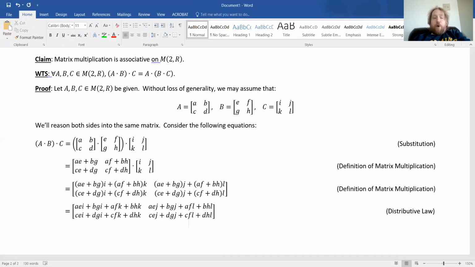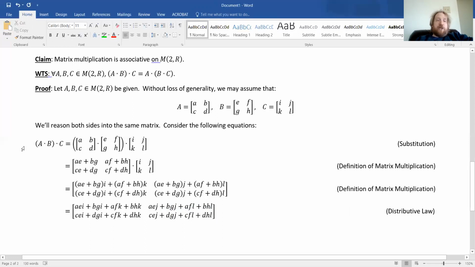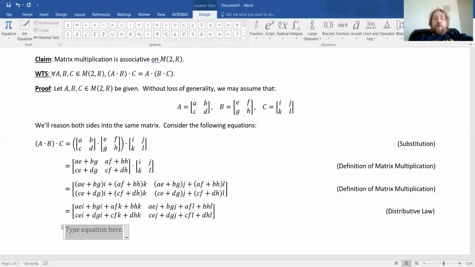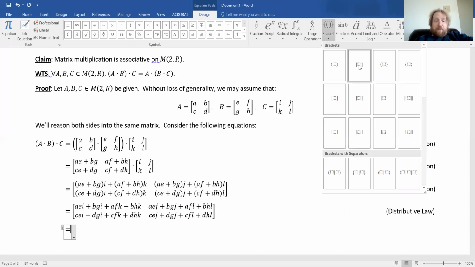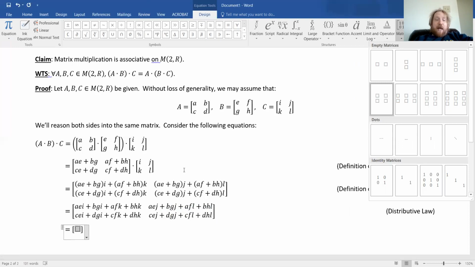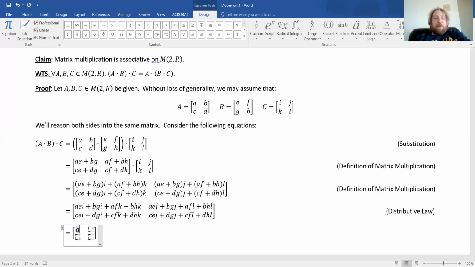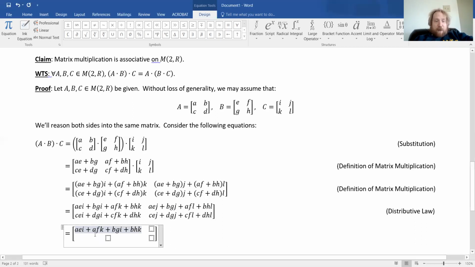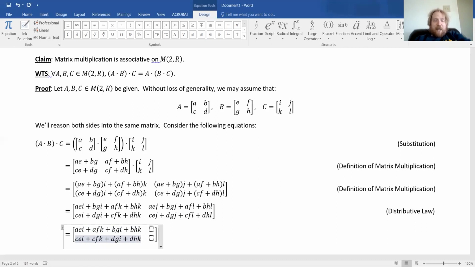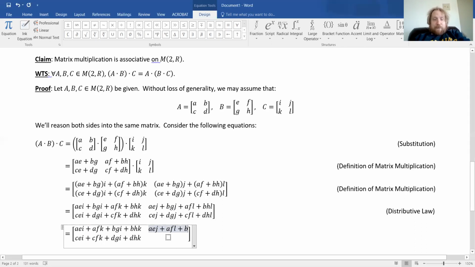Now, the last thing that we want to do is appeal to the fact that ordinary addition is commutative and associative to rearrange the terms in the matrix. And we want to alphabetize the terms in this matrix. And by that, I mean, consider them all as three-letter words, and make them appear in alphabetical order. So AEI plus AFK plus BGI plus BHK, then down below here, CEI plus CFK plus DGI plus DHK. The reason we do this is we want to make it easy to compare to the other matrix when we get the product the other way.